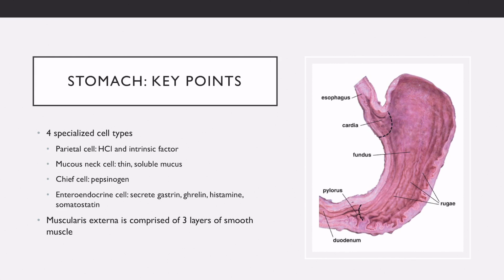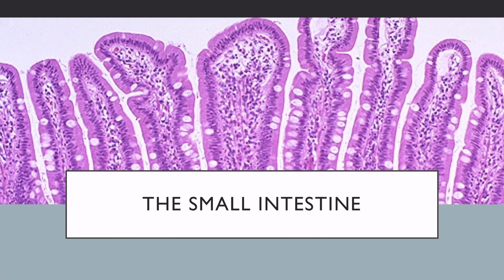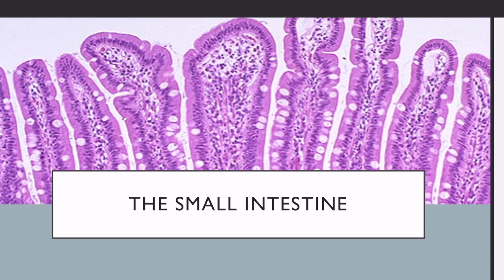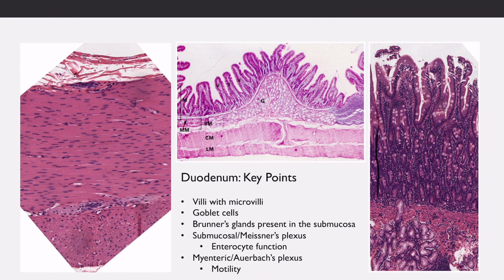Now that we've gone through the 4 layers of the stomach, let's move into the small intestine. We'll talk about the small intestine in 3 parts: the duodenum, jejunum, and ileum. The duodenum receives chyme from the stomach as well as pancreatic secretions. The combination of these 2 allows for the breakdown and absorption of nutrients.